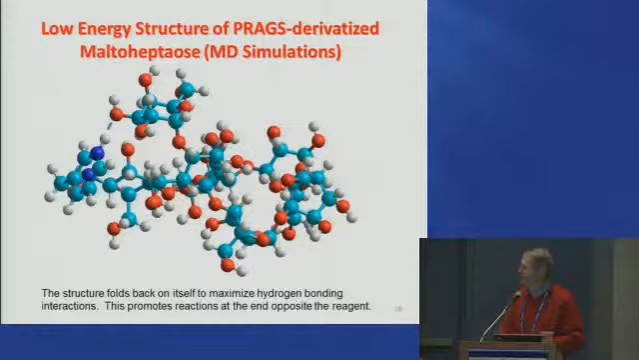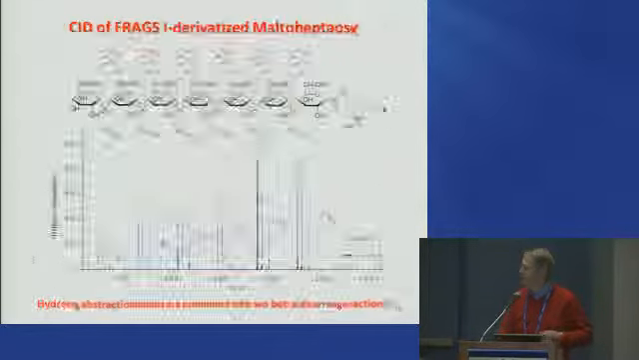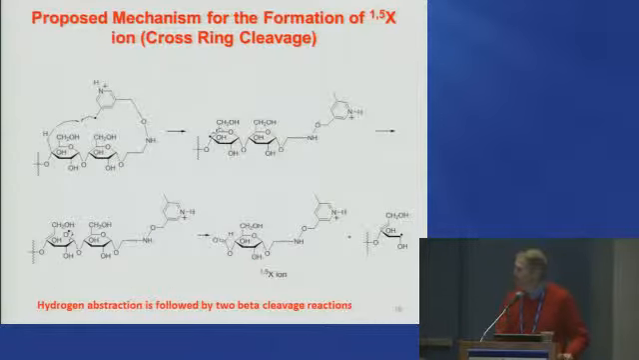This is one of the low-energy structures of the glycan, the derivatized maltoheptose, and it folds back on itself to maximize hydrogen bonding, and we think this is what promotes reaction at the opposite end of the oligosaccharide there.